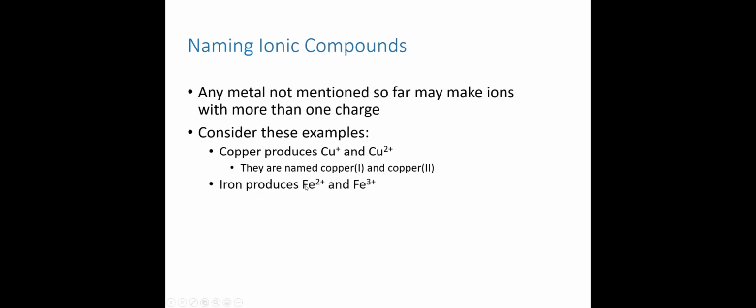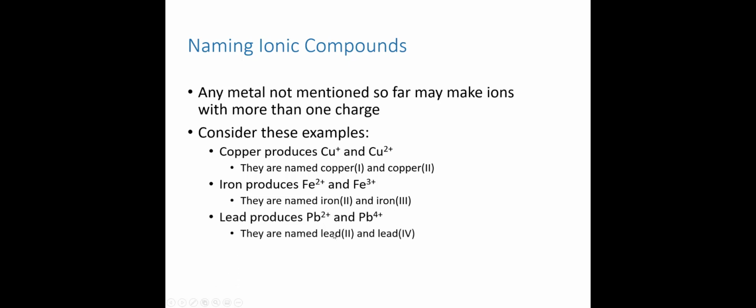Iron produces an iron 2 ion and an iron 3 ion. So you'll notice how we put these in Roman numerals in parentheses. And lead makes a lead 2 ion and a lead 4 ion. There is no lead 3 ion. So you can see we can't easily predict the patterns in terms of which charges these ions will make.